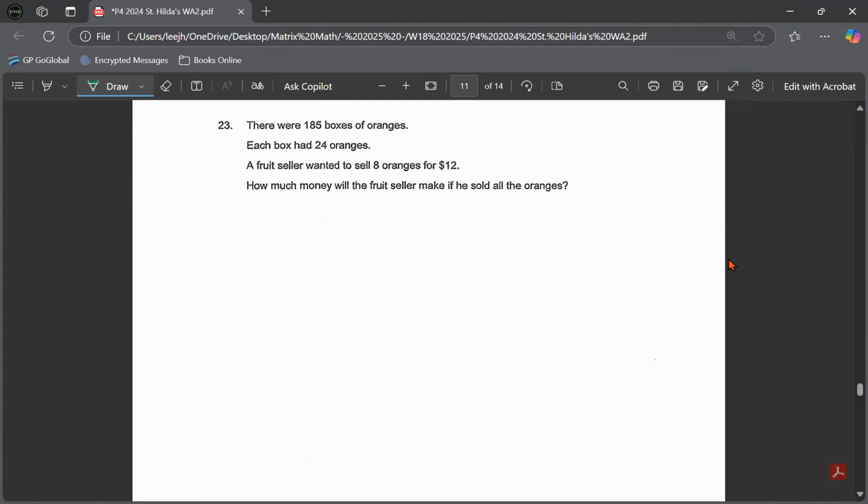Let's see. There were 185 boxes of oranges. Each box had 24 oranges. A fruit seller wanted to sell eight oranges for $12. How much money will the fruit seller make if he sold all of the oranges? So we need to find out the total number of oranges first. 185 boxes, right? Each one 24. So the total oranges will be 185 times 24.